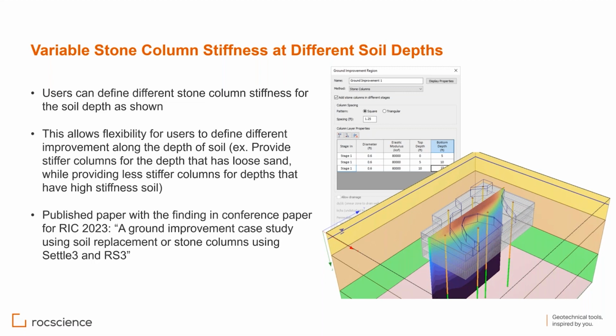We've published a recent paper for RIC 2023, titled A Ground Improvement Case Study Using Soil Replacement or Soil Columns Using Settle3 and RS3. We compared the Settle3 analysis results with variable stone column depth and stiffness against the 3D finite element program using a composite stiffness improved region under the foundation. If you're interested, we encourage you to check out the paper as well.